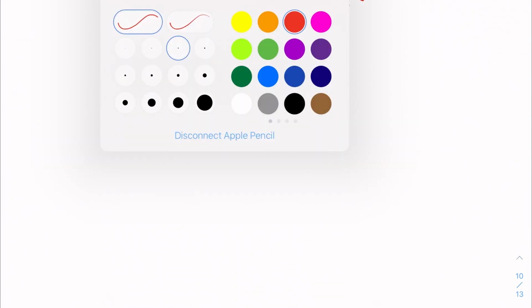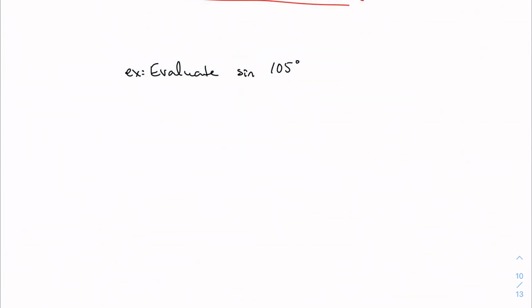If I want to evaluate sine 105, I don't immediately know this, but I know some tools that can help me out. I can rewrite sine 105 as 45 plus 60, and these I have values for. We learned way back at the beginning of 6.3 how to turn these into my special angles. We have 45-45-90 triangles and 30-60-90 triangles.